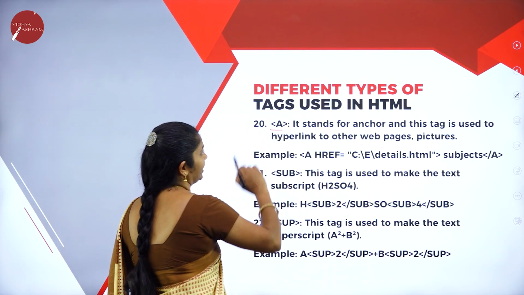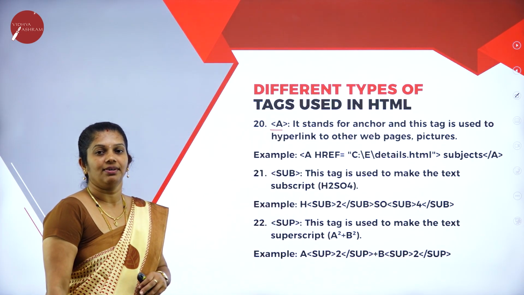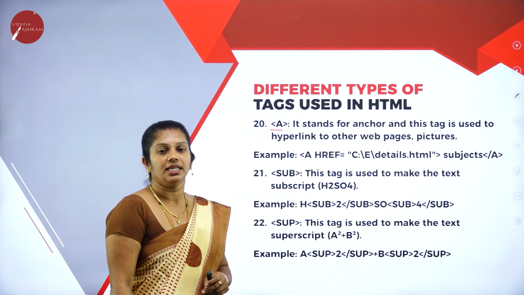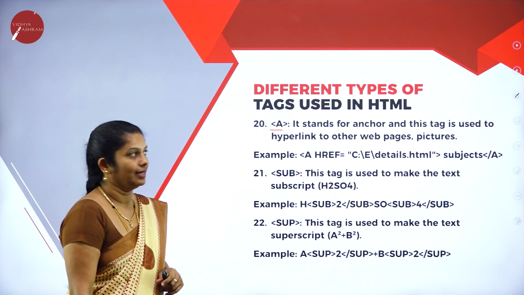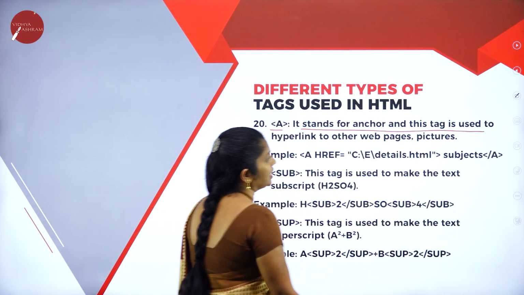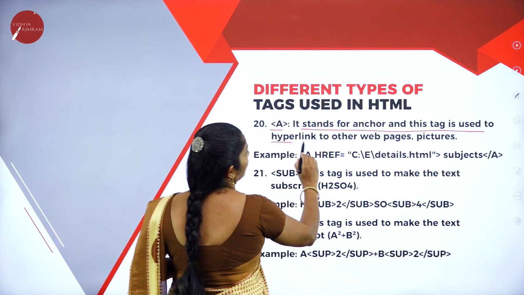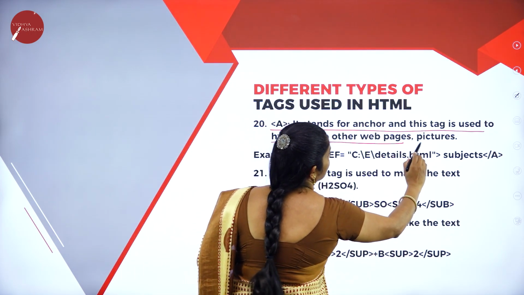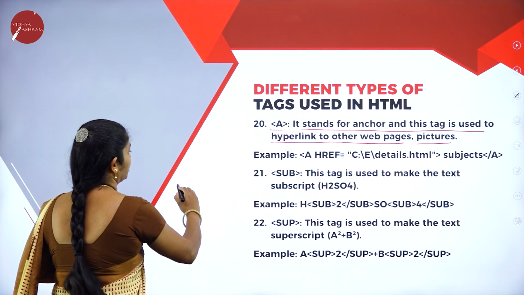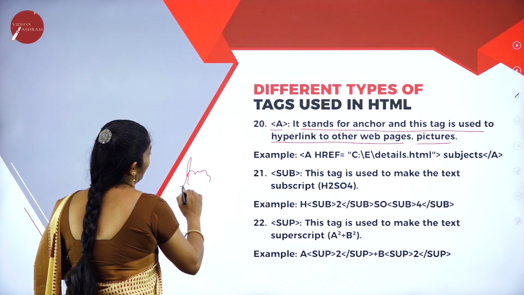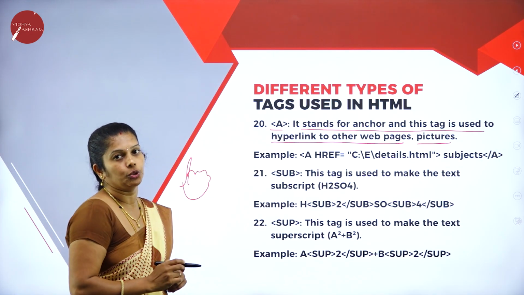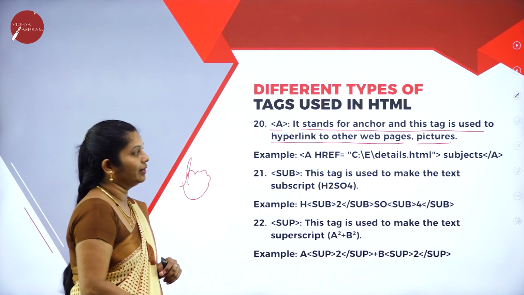The next one, A tag. A tag stands for anchor tag. We can link from one document to another document with the help of anchor tag. It stands for anchor, and this tag is used to hyperlink to other web pages and pictures here. And here it will show in the format of a hand symbol. Like this, it will show the hand symbol. When you click on that particular point, it will link to some other particular document here.